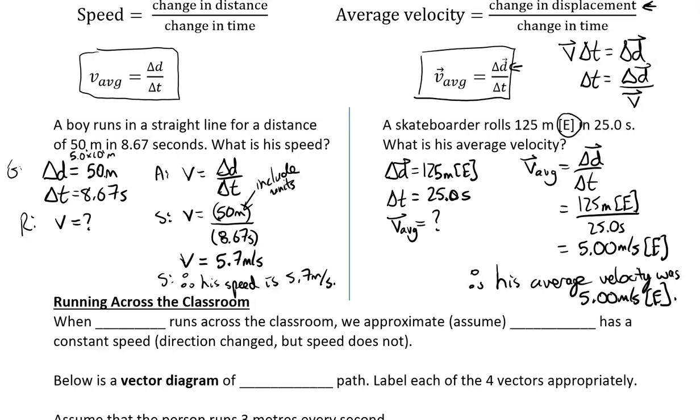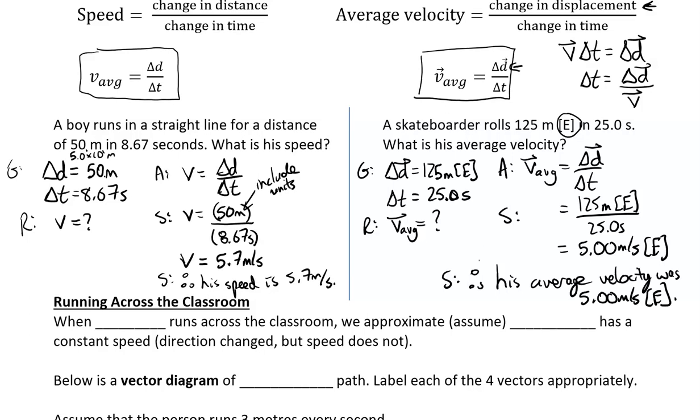You'll notice again, I'm listing the givens, listing what I'm required to find. My analysis is listing the equation I'm going to use. My solution is now using that equation to get an answer. And my statement is therefore his average velocity was 5 meters per second. And in physics, in any calculation question, we always want to ask ourselves, does that make sense? 5 meters every second. Okay, that seems about right.